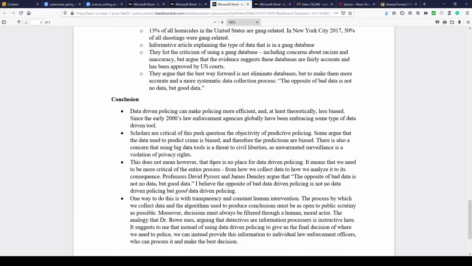I said, all right, it's more efficient, at least theoretically, and all of this is in the research articles now. So this is not my opinion yet. It's more efficient, less biased. It can be, but scholars are critical of the objectivity, and so on. All these things come out of the reading. Professors Pyrus and Dinsley, I love this quote: the opposite of bad data is not no data, but good data. So I kind of like that. And so I felt like that would be something I should use.